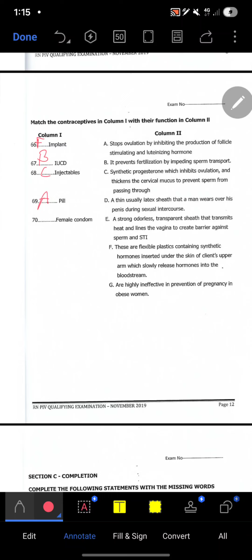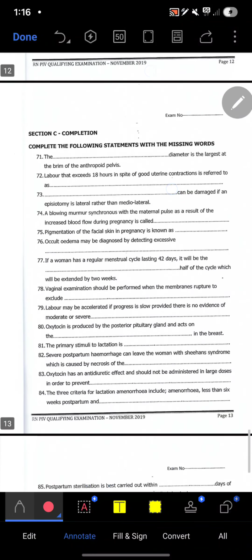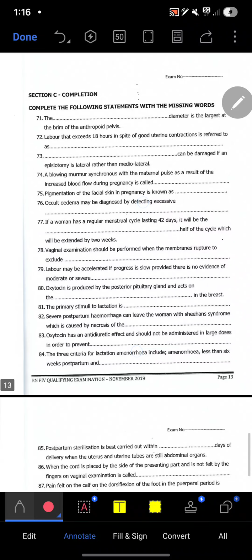70, which is the female condom, and the correct answer is E. A strong, odorless, transparent sheath that transmits heat and lines the vagina to create a barrier against sperm and STI. So that is how we can answer the cross match. We move on to completion.